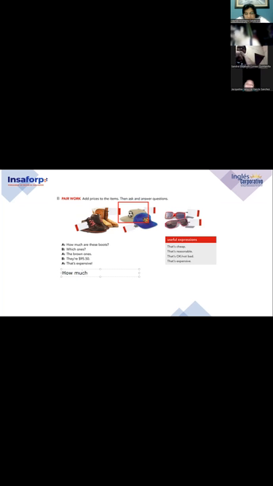How much is that cap? Which one? The gray one.